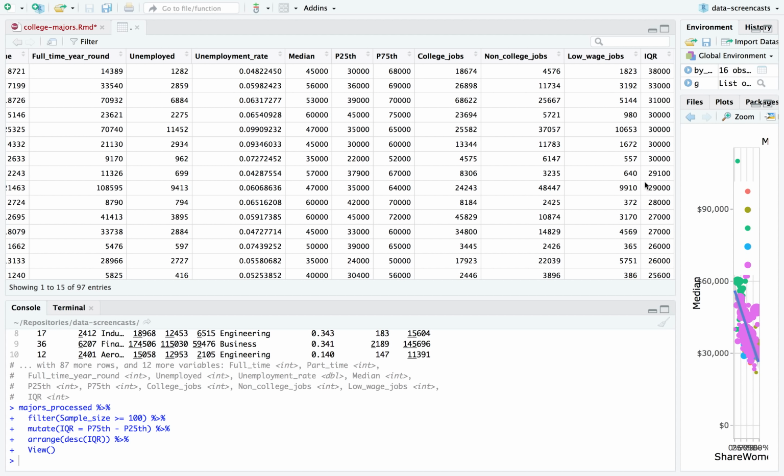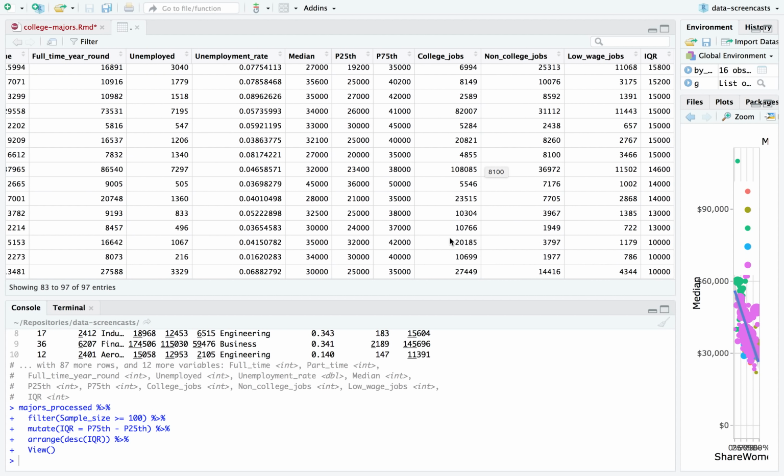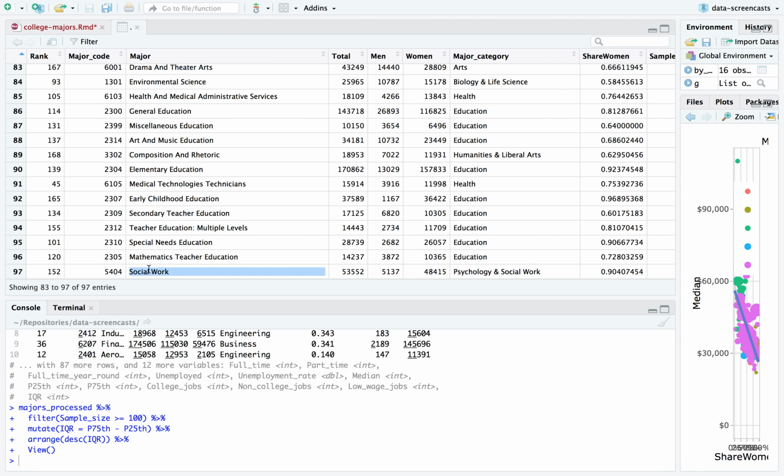Having said that, we could look at interquartile range divided by the median, which might be a better metric, so it's not skewed towards the higher ones. And then we have our ones that have low interquartile ranges, like 10,000. Those include social work, special, and various kinds of education. This makes a lot of sense. Teachers, especially public school teachers, tend to have a very regulated job with a lot of very similar salaries, like a particularly tight salary band.